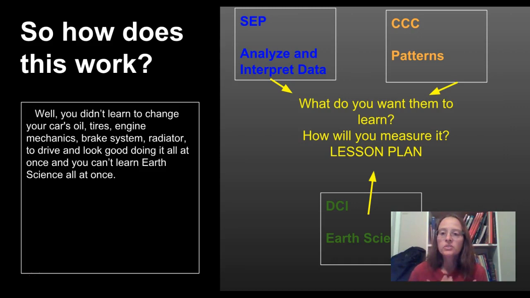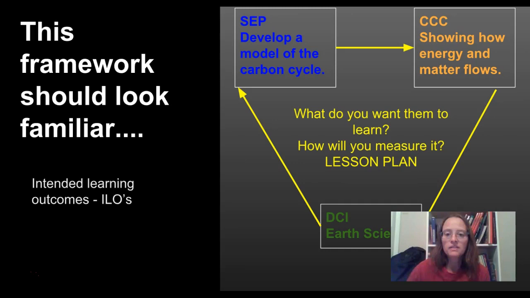And whenever you figure out your three core ideas, then you want to ask yourself at the very beginning, what do you want them to learn? So what exactly is that topic? And then how are you going to measure it? What are they going to be producing that identifies, yes, they learned that? So you always want to go in with those three things.